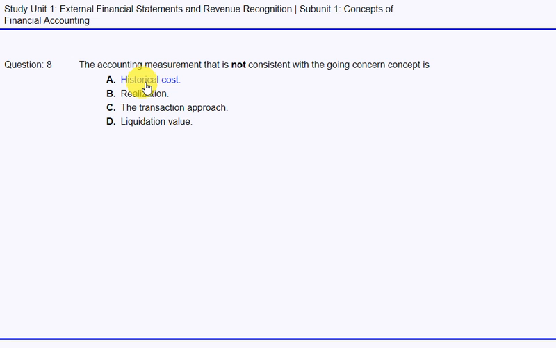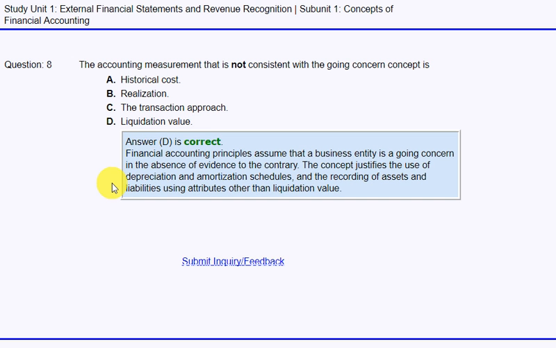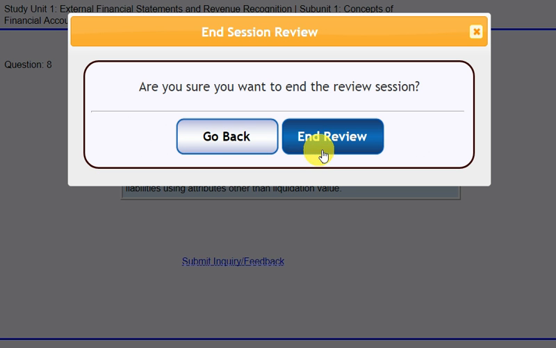Historical cost is the going concern. Realization is consistent with the going concern, because the credit sales that we have made to our customers will be realized in cash in the coming future. Transaction approach, but the liquidation value is the situation where the going concern assumption is not appropriate. That's why it's the right answer. So it ends your subunit 1.